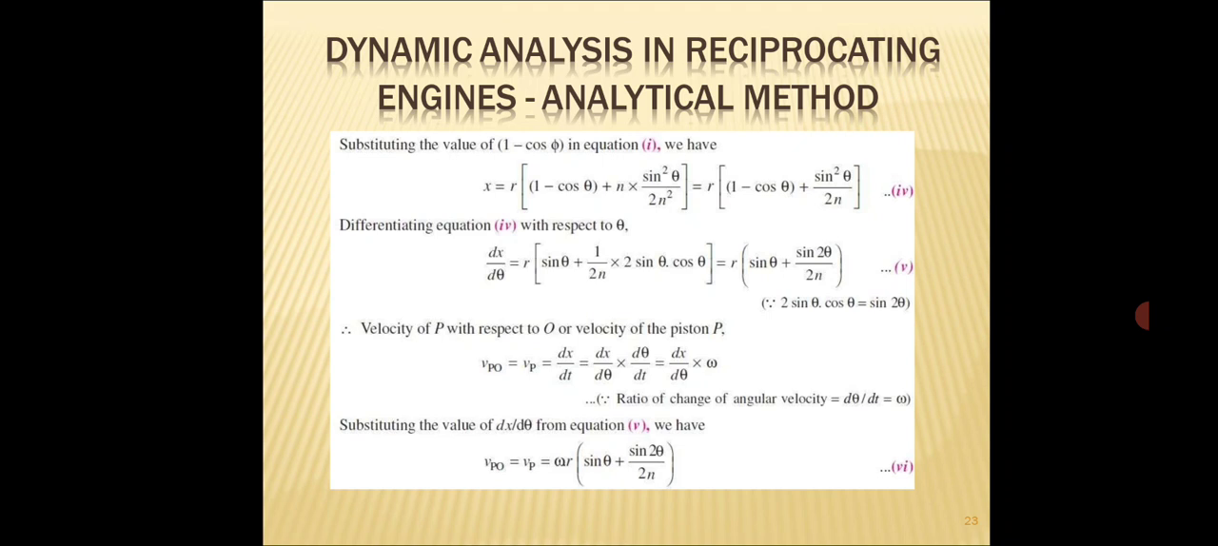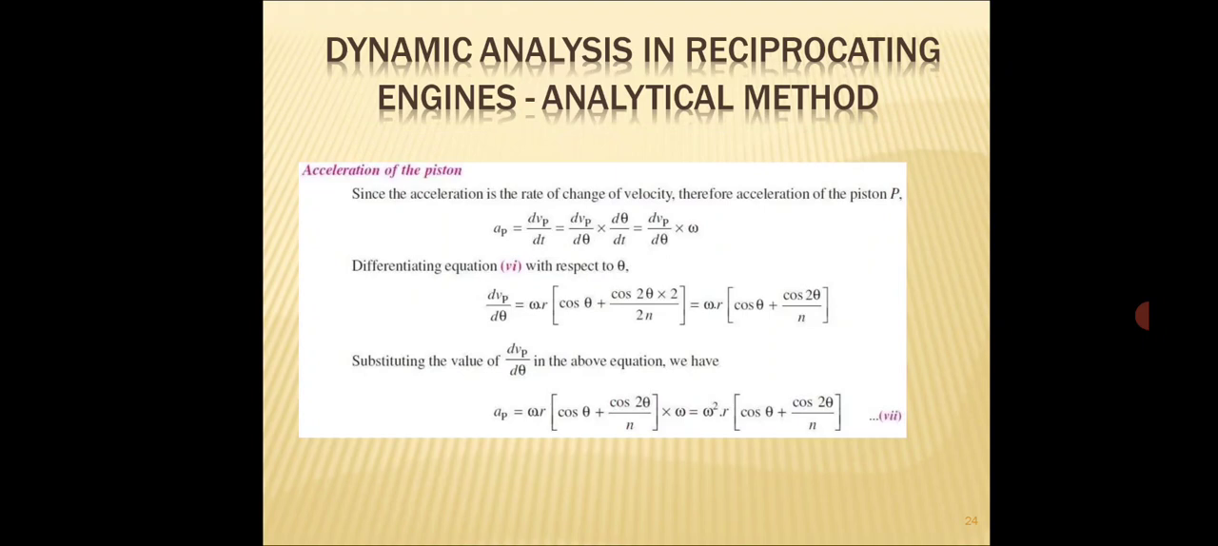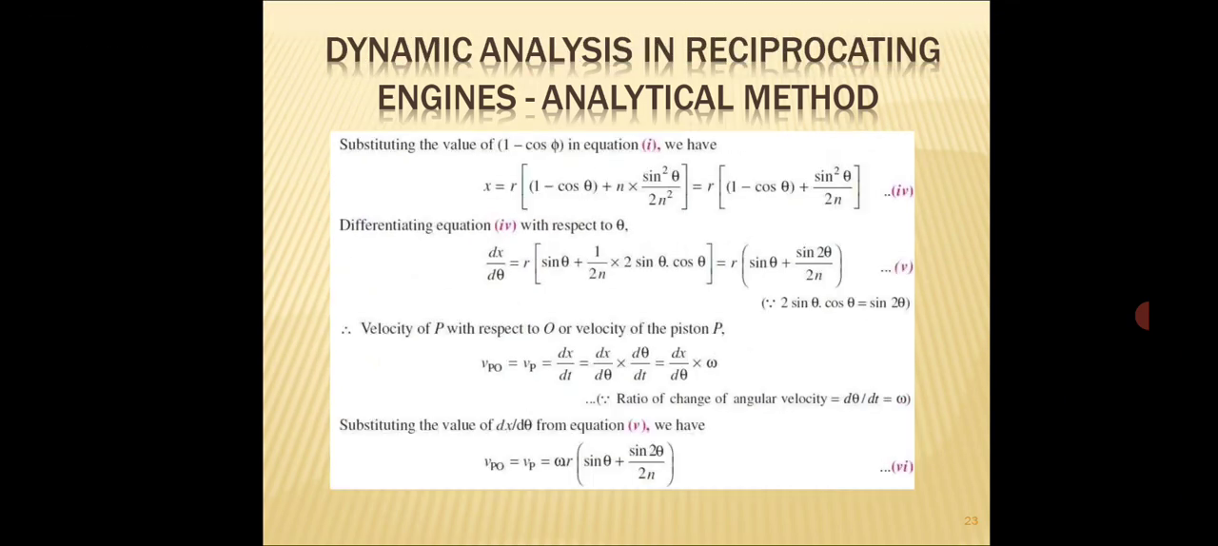So substitute the value of dx by d theta from equation 5. So we're getting the equation Vp equals omega into r (sin theta plus sin 2 theta divided by 2n). So this is the sixth equation we identified from the above terms. Up to this, we are finding the velocity of the piston. So what is the formula for the velocity of the piston? Vp equals omega r into (sin theta plus sin 2 theta divided by 2n). Using this formula, we find the velocity of the piston.